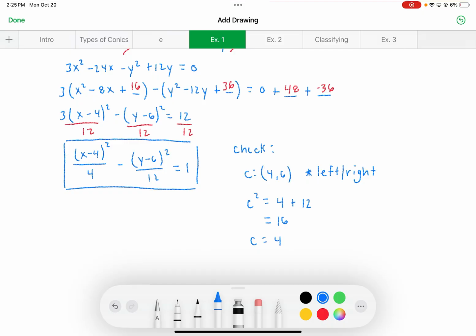And the reason I'm finding c here, c gives me my foci, right? Well, I was given one of the foci of this hyperbola from the get-go. So if we're opening left and right, I will add and subtract 4 from the x-coordinate of the center. 4 plus or minus 4, 6. So look what that gives me. 0, 6, and 8, 6. Was that one of the focus points I was provided at the beginning? 0, 6. There's a nice check. Questions there?